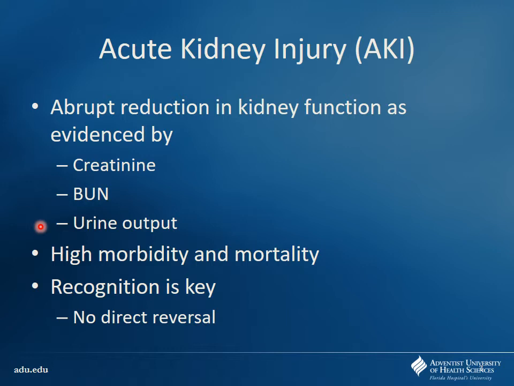So again, these are things we're going to be monitoring for. And if you have big changes in any of these, it could be indicative of an issue with the kidney. Lots of morbidity, mortality associated with this. Because once the kidneys start to go, lots of other problems start to pop up from there. And the big thing here is you need to recognize it early because we don't have any good quicksilver bullets in order to fix the kidneys, right?